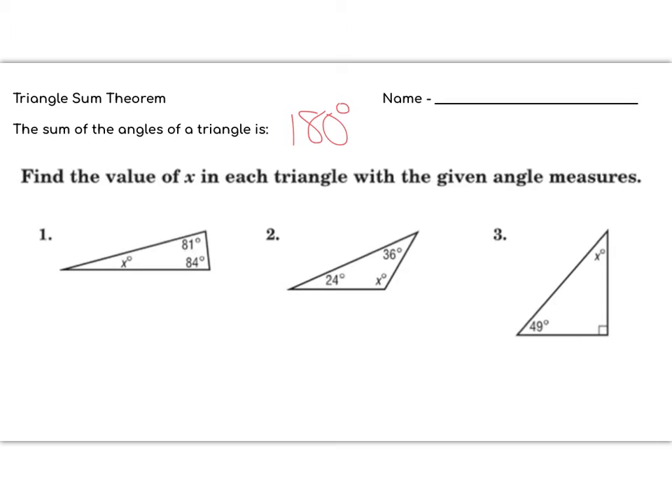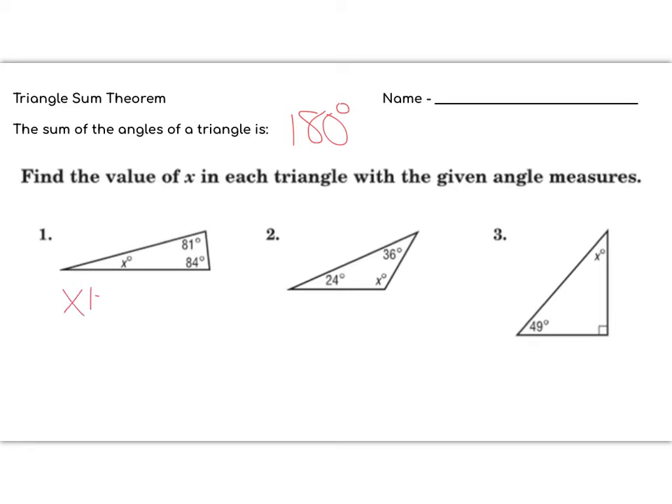But every triangle, regardless of how big or small or what it looks like, acute, right, obtuse, all its angles add up to 180. So they're going to give us sometimes two of the angles and we have to find the third one. Now algebraically you would show this like this.